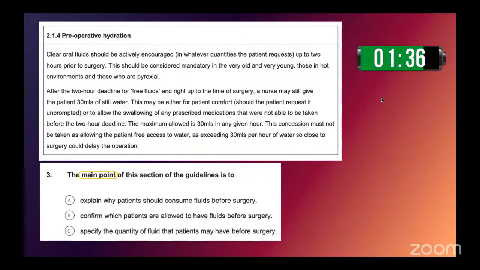The main point of the section of the guideline. You have exactly 2 minutes. You can put in your answers if you get it. You should understand the main point. That's it.